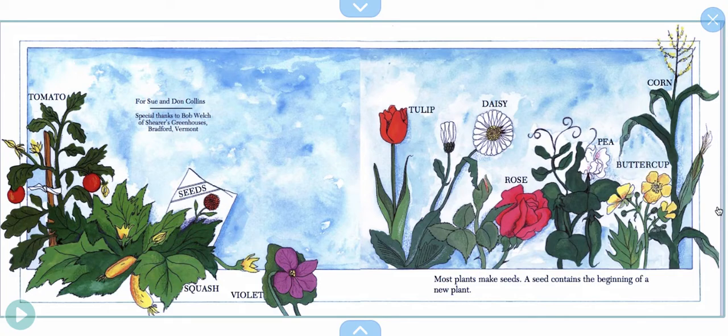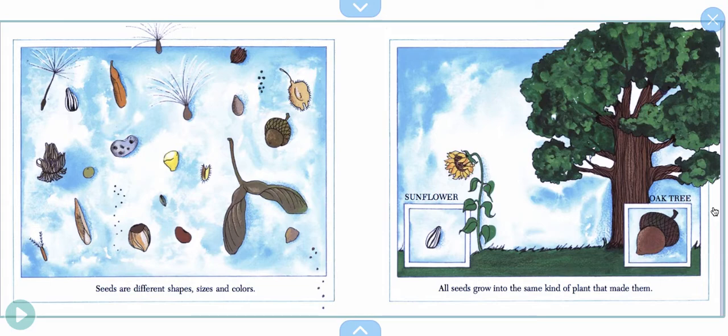Most plants make seeds. A seed contains the beginning of a new plant. Seeds are different shapes, sizes, and colors. All seeds grow into the same kind of plant that made them. So a sunflower seed grows into a sunflower, and an acorn grows into an oak tree.